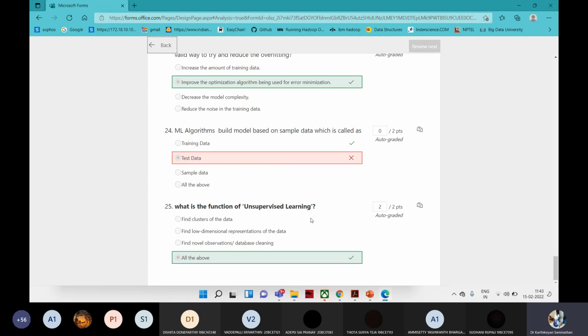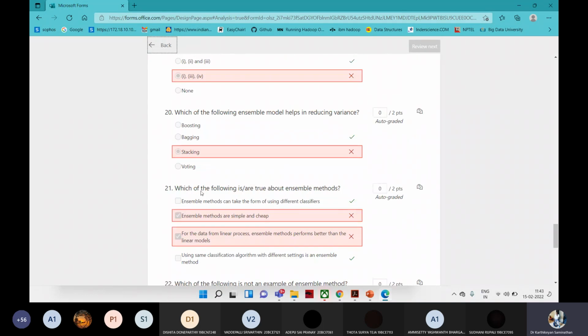What is the function of unsupervised learning? Again, finding clusters, low dimensionality representation, novel observations: all the above is the answer.